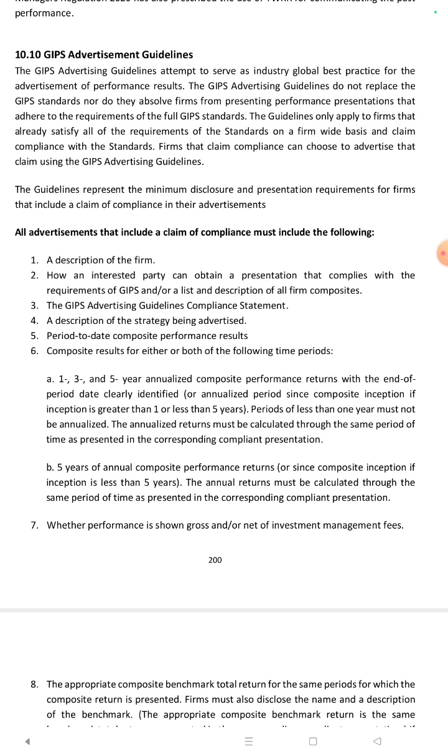GIPS advertisement guidance. The GIPS advertising guidelines attempt to serve as an industry global best practice for the advertisement of performance results. The GIPS advertising guidelines do not replace the GIPS standards, nor do they absolve firms from presenting performance presentations that adhere to the requirements of the full GIPS standards. The guidelines only apply to firms that already satisfy all of the requirements of the standards on a firm-wide basis and claim compliance with the standards.